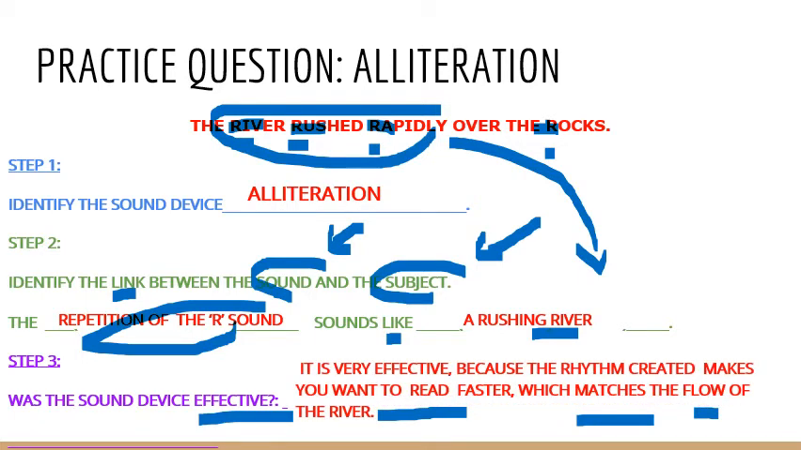Why? It is effective because it creates rhythm. It makes me want to read faster, which matches the flow of a fast river. So the river rushed rapidly over the rocks. That forces me to read that passage much quicker, and that then creates a rhythm that matches the flow of the river. So I can say that this is quite an effective sound device. Alliteration is used effectively here.